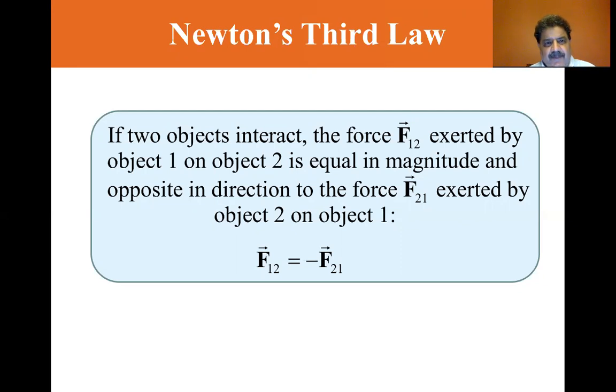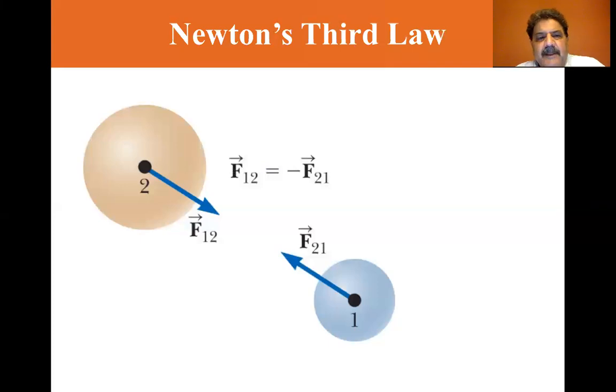Let's look at this. Let's get the notation down. The FAB means the force exerted by A on B. So for F12, 1 is this little blue ball, and 2 is the larger tan ball. So F12 means 1 exerts on 2. The action is the force 2,1, the reaction force, or vice versa. If you're looking at F12, then F21 is the reaction force.